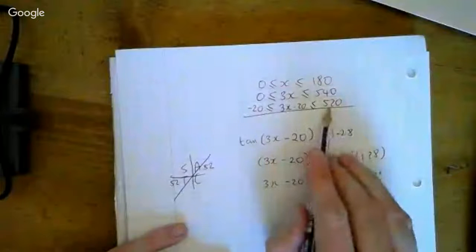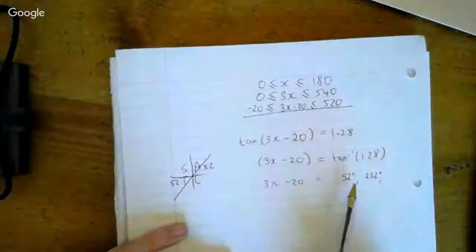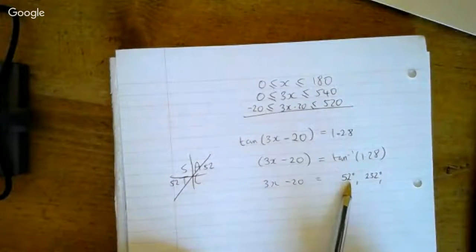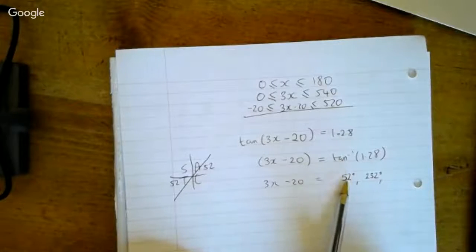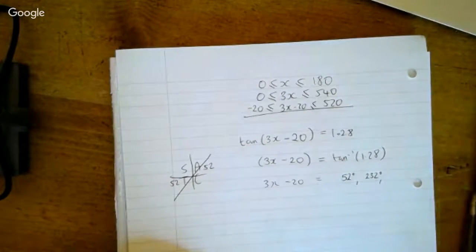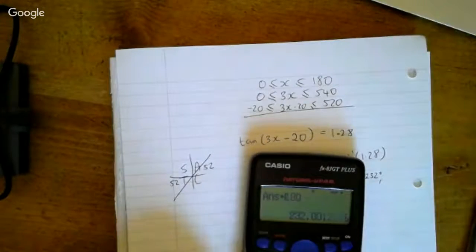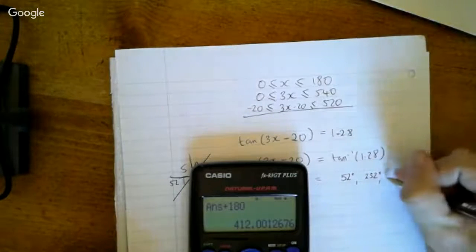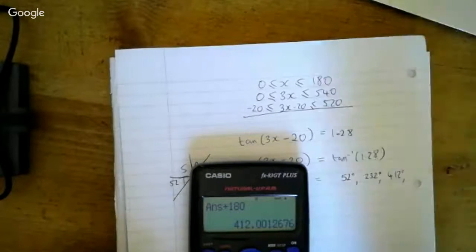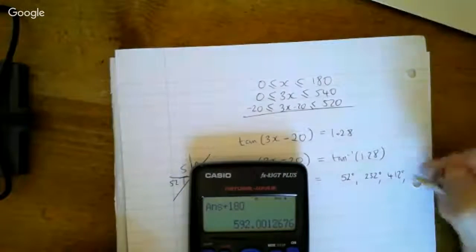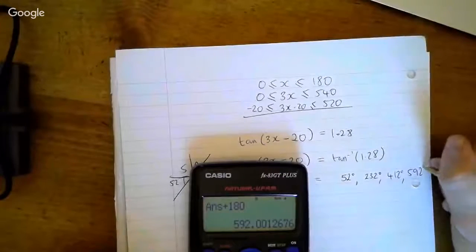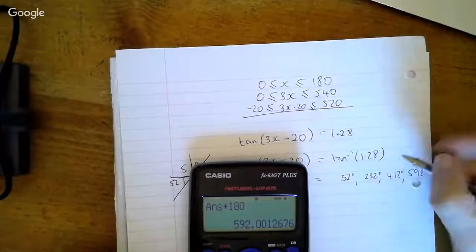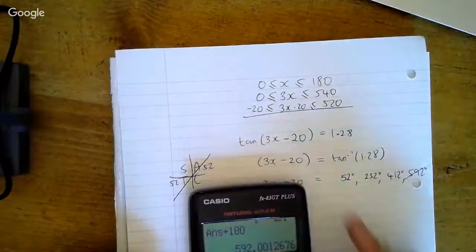But it doesn't go up to 520, it doesn't come down to minus 20. The period of tan, how often it repeats itself, is every 180 degrees. So what I need to do is just keep on adding 180 degrees to the final answer. So if I press equals there, I get another answer of 412. And then if I press equals again, it just automatically adds 180, which gives 592. Now that is past the 520, so I'm not interested in that one.